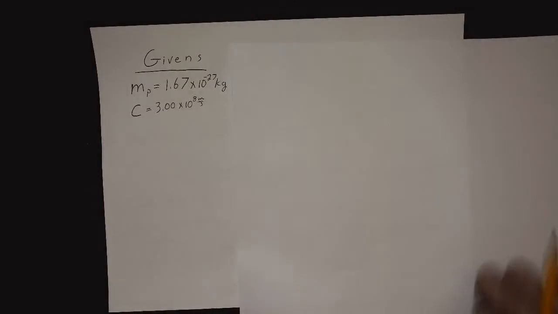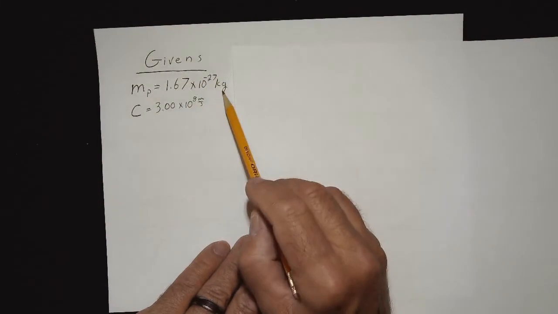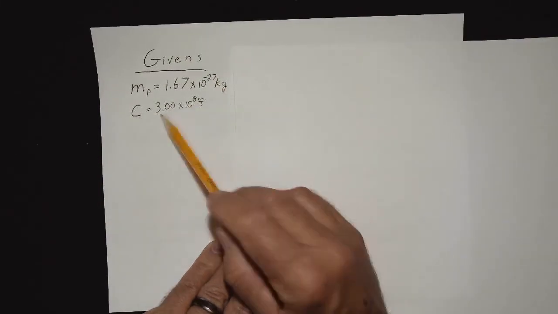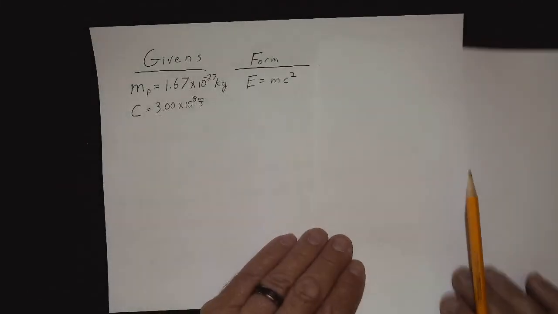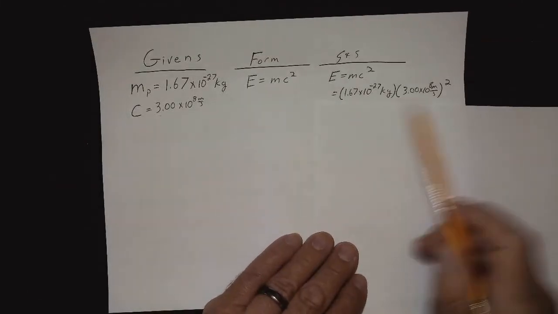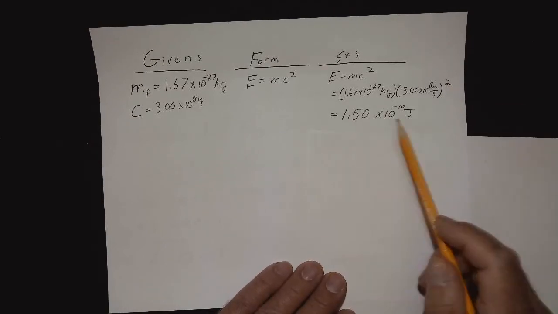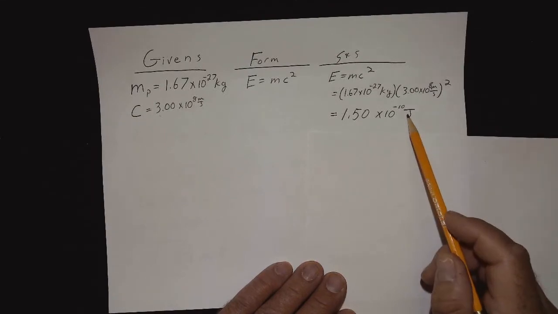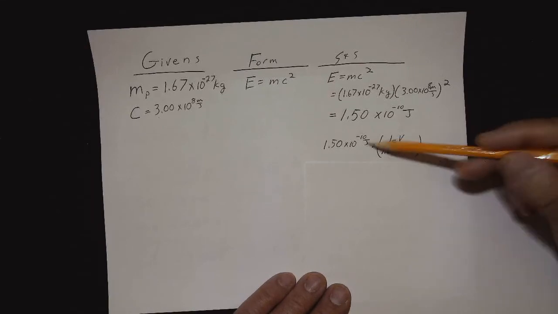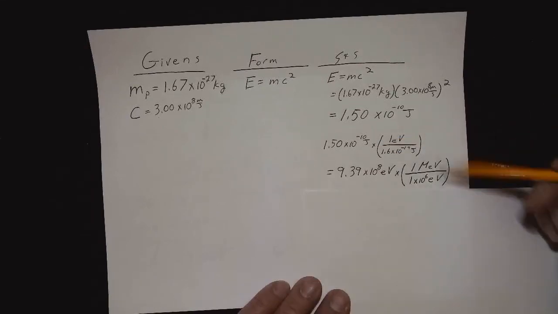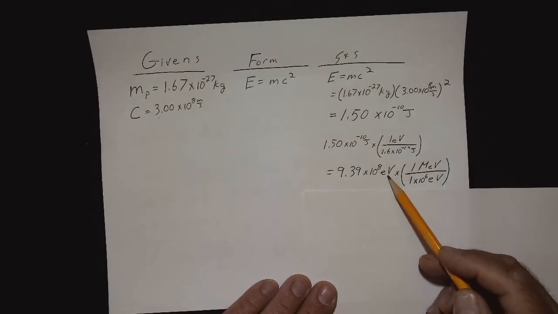Right? So the mass of the proton, 1.67 times 10 to the minus 27 kilograms. Speed of light, we got that. Formula, E equals mc squared. And we just multiply these. Don't forget to square that. We end up with 1.50 times 10 to the minus 10th joules. We're going to want to convert that to electron volts. We multiply by 1 again. Joules cancel. We're left with electron volts. We get 9.39 times 10 to the 8th electron volts.